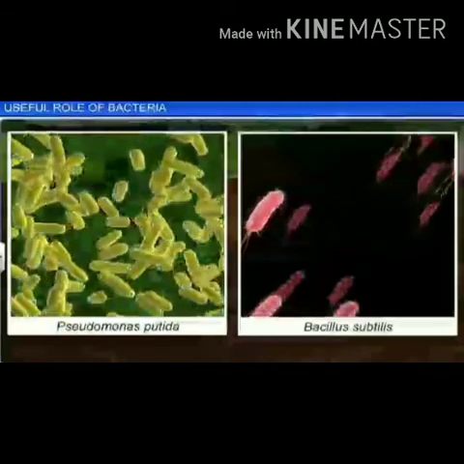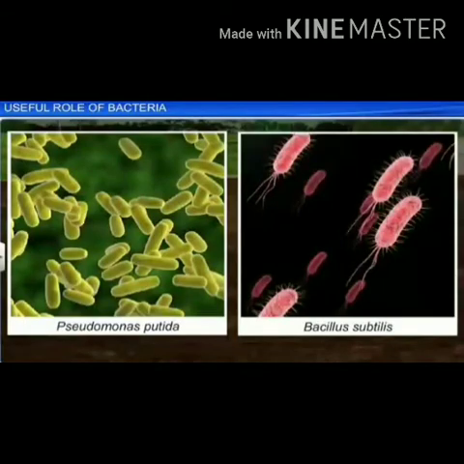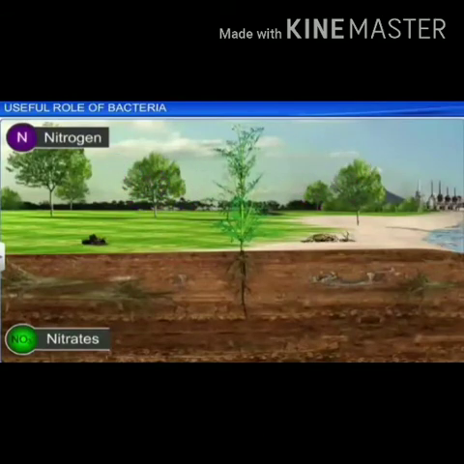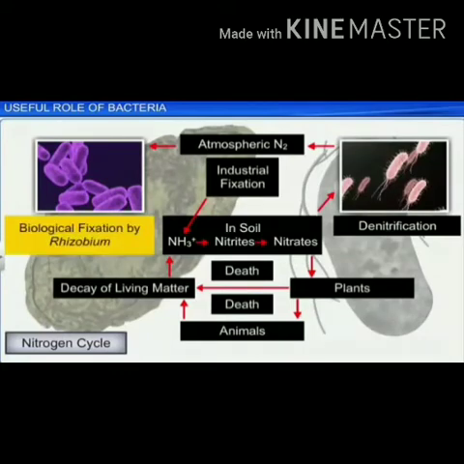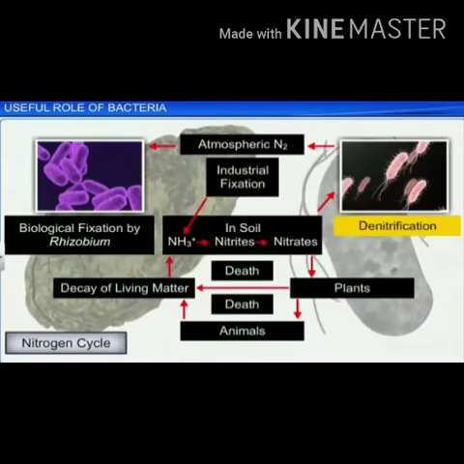In addition to the ammonifying and nitrifying bacteria, certain useful denitrifying bacteria like Pseudomonas putida and Bacillus subtilis are also present in the soil. These bacteria break down nitrates in the soil and release free nitrogen gas, which then enters the atmosphere. Thus, nitrogen-fixing, ammonifying, nitrifying and denitrifying bacteria play a useful role in agriculture and in the nitrogen cycle.